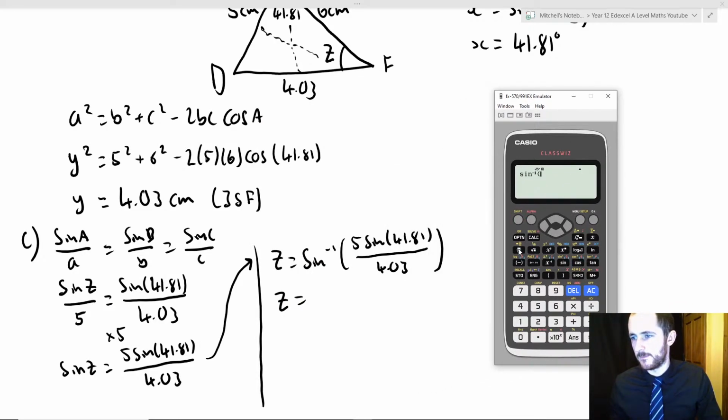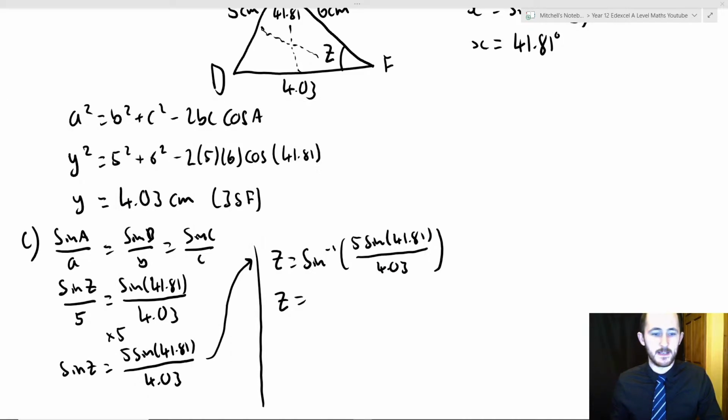Inverse sine, bracket 5 sine 41.81, close bracket, down. 55.8 degrees to 3 significant figures.